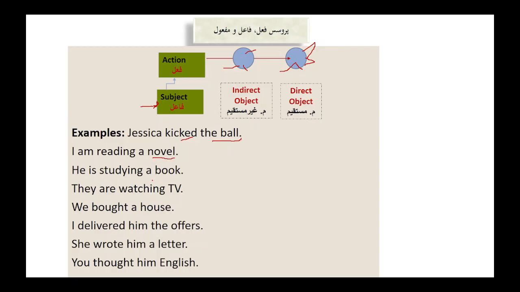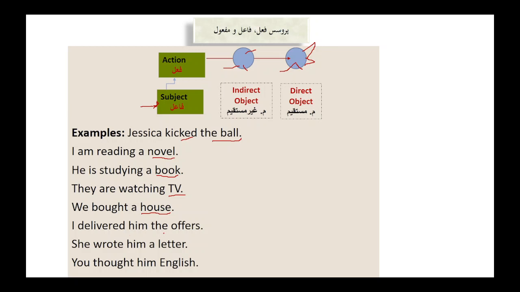He is studying a book. This is also a direct object. They are watching TV. This is also a direct object. We bought a house. Right? This is also a direct object.